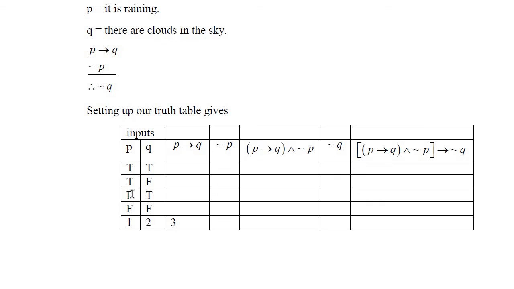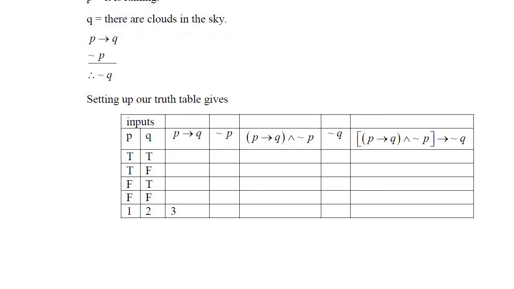So here are my input columns, P and Q. I have to do the conditional of P with Q. I have to do not P. And then I have to AND together those two hypotheses. So this is going to be on the left side of my arrow, and then my conclusion, not Q, has to be over here. So I'm going to have to do the arrow statement between this if P then Q and not P, and my not Q column. So let's start building our truth table.